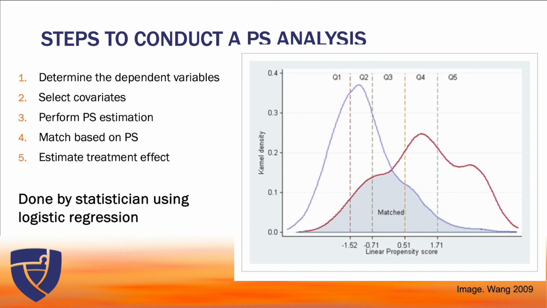The next piece is the propensity score estimation. To do this, we try to build a model to predict whether the participants would be in the intervention group or not.